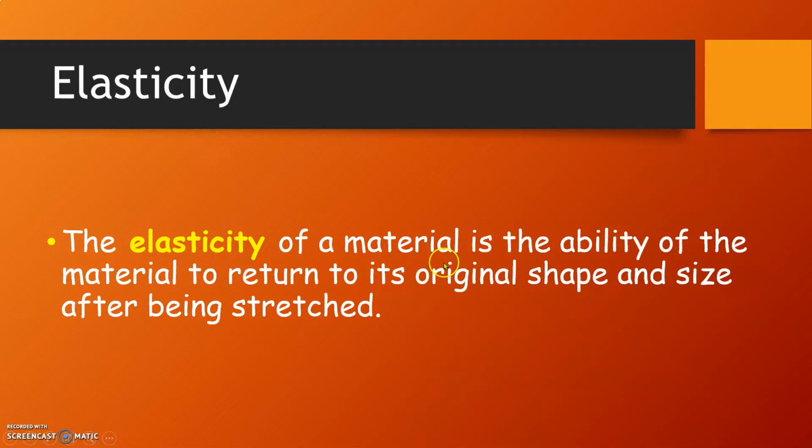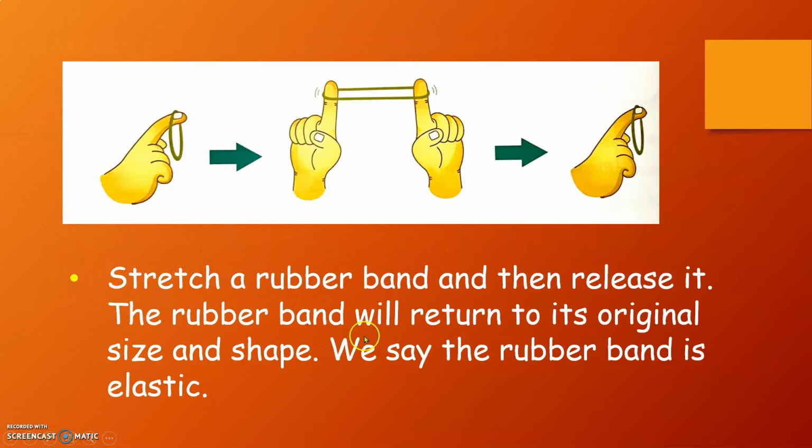Elasticity of a material is the ability of the material to return to its original shape and size after being stretched. Stretch a rubber band and then release it. The rubber band will return to its original size and shape. We say the rubber band is elastic.